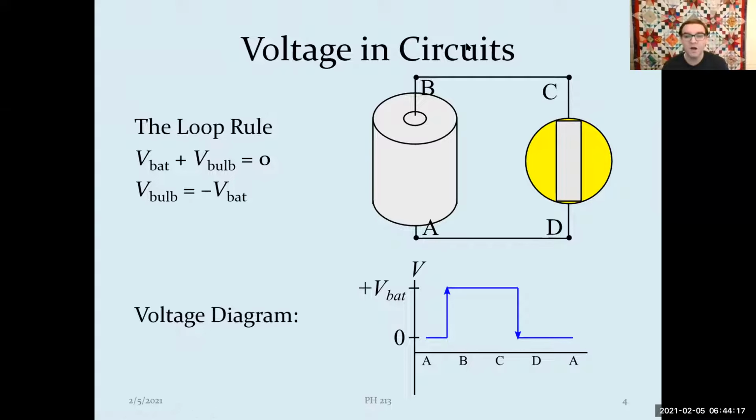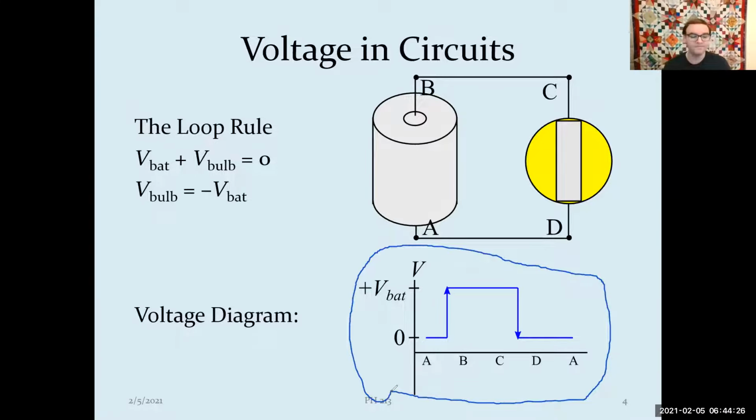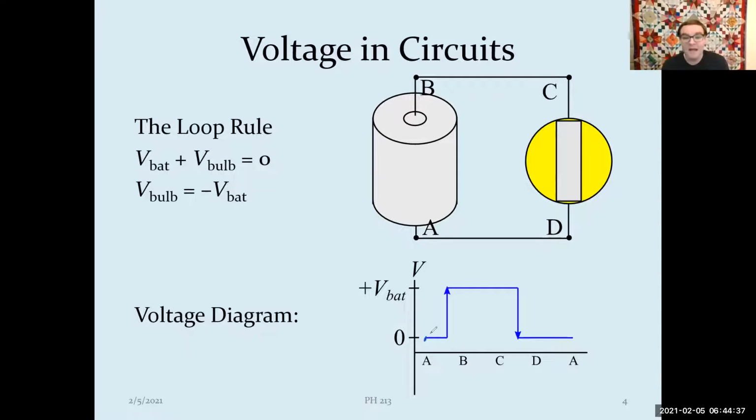So I've labeled some points on the circuit, A, B, C, and D. And then I've gone down here and I've drawn this voltage diagram for you at the bottom. And the way that I did this is I said I'm going to start at point A right here. I just decided I'm going to start at a potential of 0, at a voltage of 0, because I'm allowed to do that. I can put 0 wherever I want.